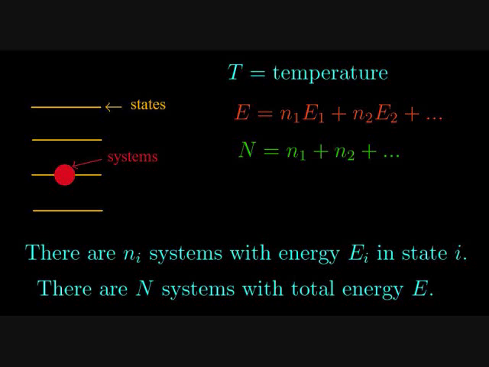At any given time, the configuration of the ensemble is described by a list of integers n sub 1, n sub 2, and so on, such that there are n sub 1 systems in state 1, n sub 2 systems in state 2, etc. We draw a red dot over a yellow dash for each system that is in the state represented by the yellow dash. Conservation of energy requires that capital E equal n sub 1 E sub 1 plus n sub 2 E sub 2 plus so on. We also have that n equals n sub 1 plus n sub 2 plus so on.